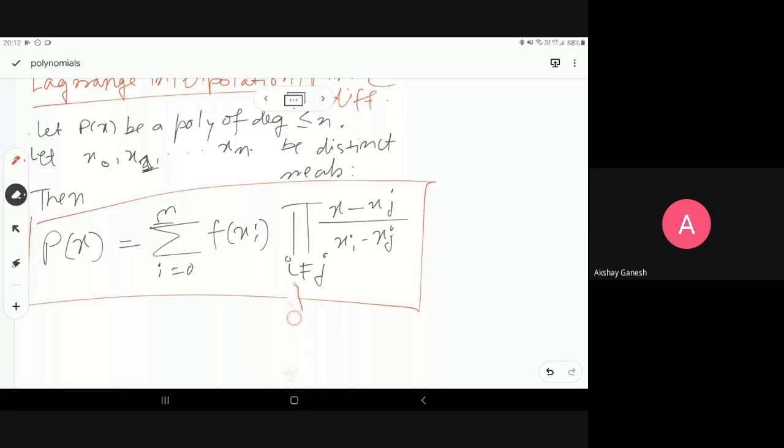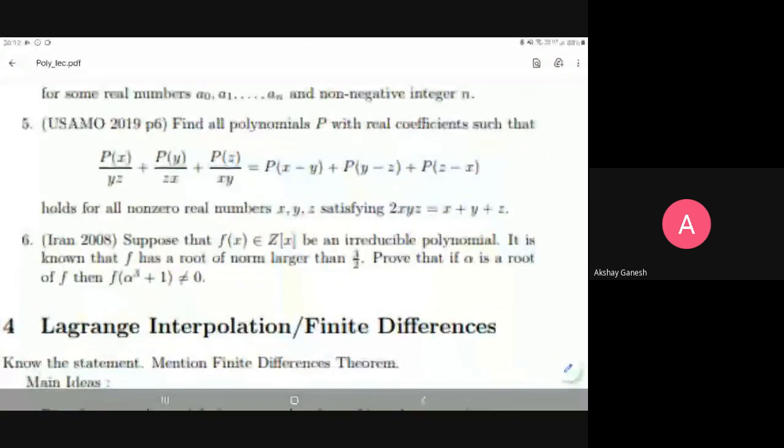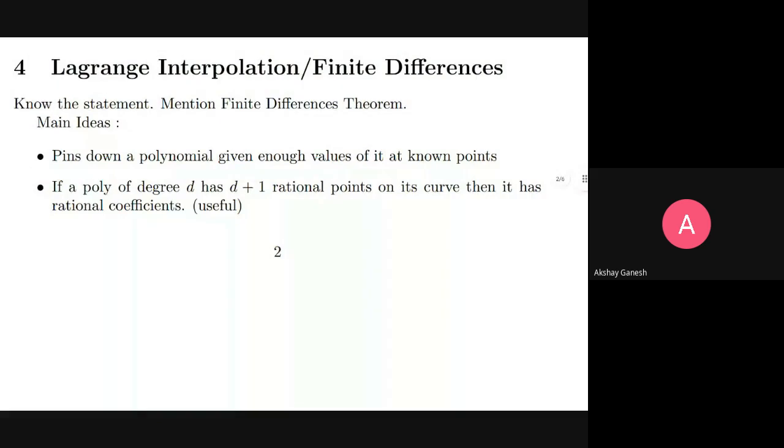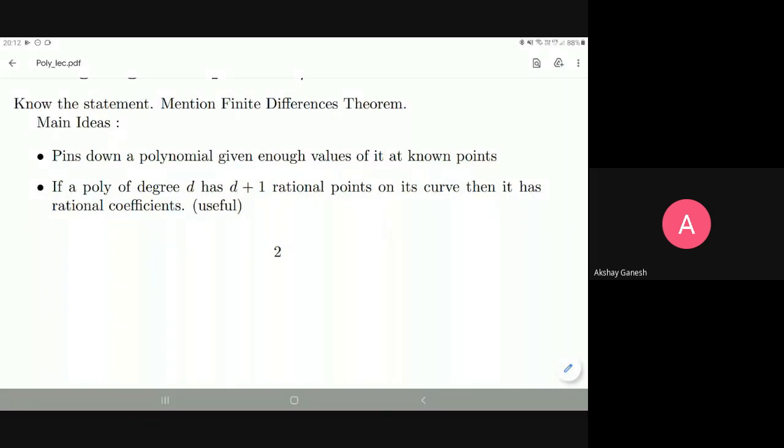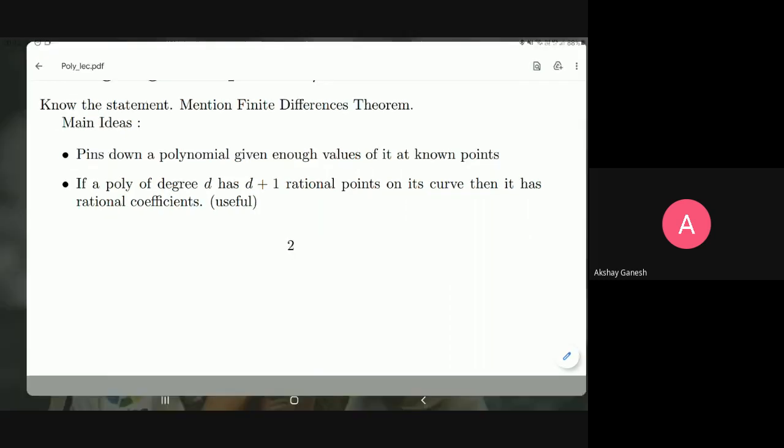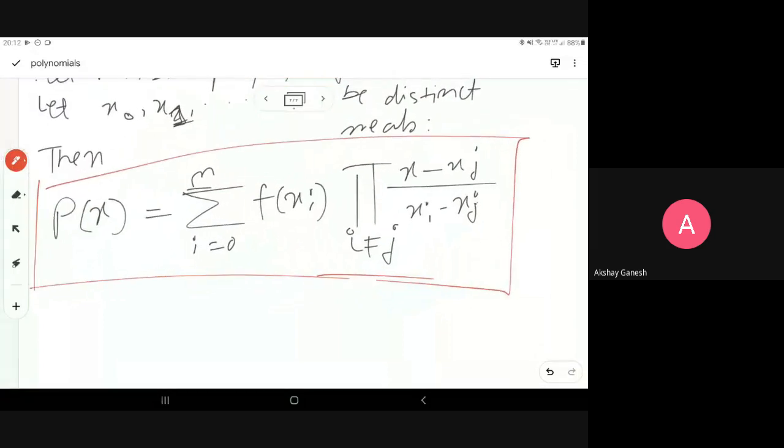It's easy to find. So I'll mostly focus on uses of Lagrange interpolation. One use is: if a polynomial of degree d has d plus one rational points on it, then it has rational coefficients. By rational points, I mean a pair x comma y such that x and y are both rational. So how do you make sense of it? Suppose x1, x2, up to x_{d+1} are all rational and their functional values are also rational. Then the entire interpolation formula is also rational by default, and you get your conclusion.